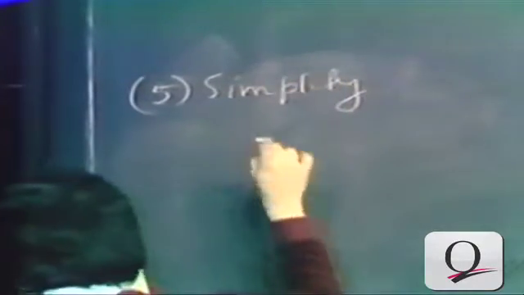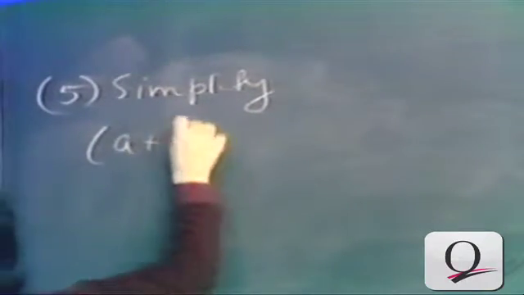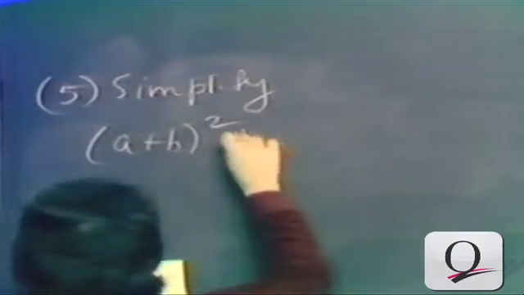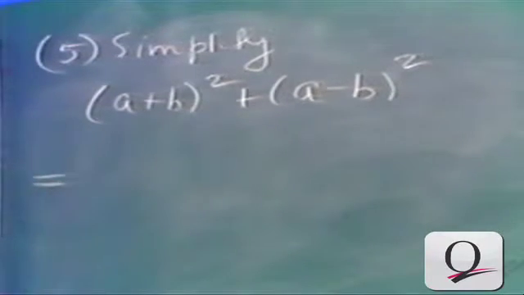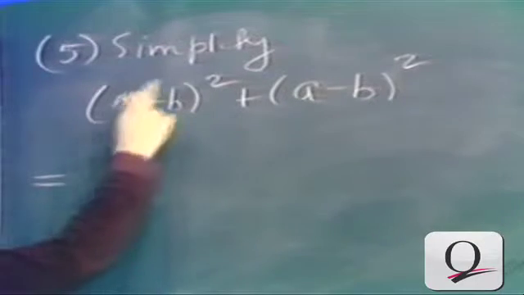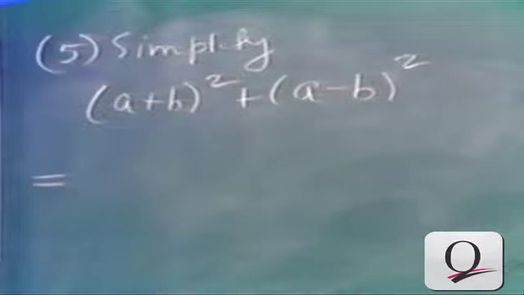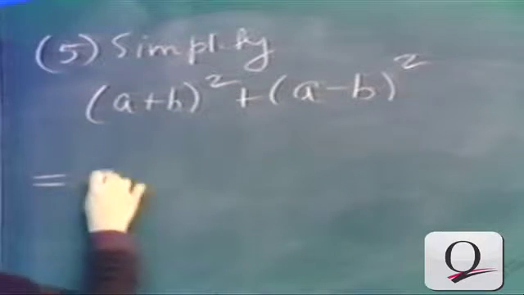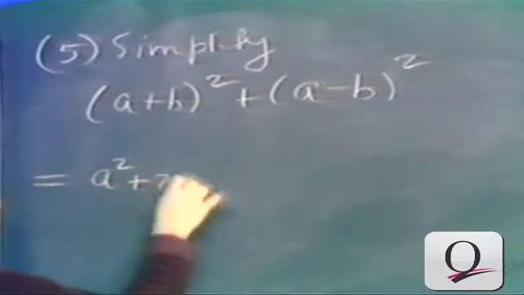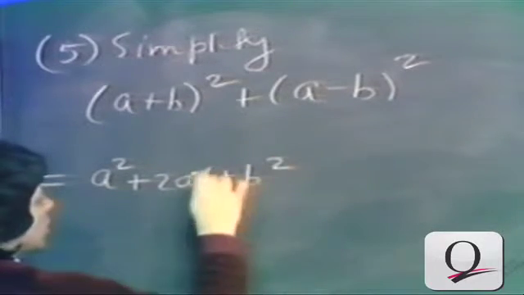In our next example, we want to simplify the following: (a plus b) squared plus (a minus b) squared. Now, you don't think of this as just a squared plus b squared. We know that (a plus b) squared means (a plus b) times (a plus b), and doing that by FOIL gives you a squared plus 2ab plus b squared.